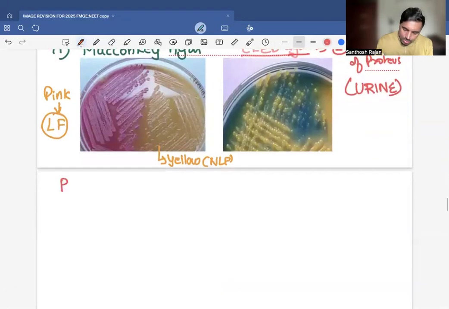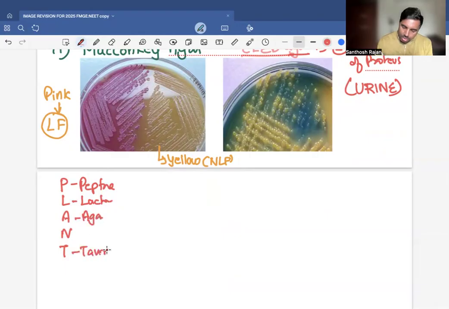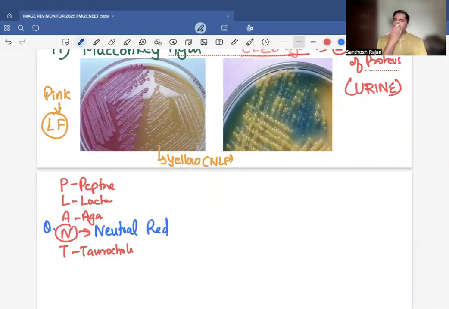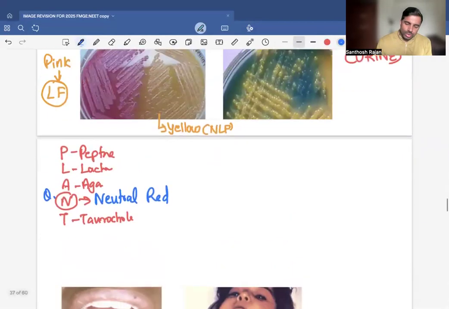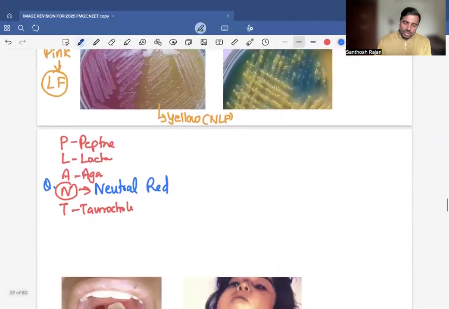See, the shortcut is PLANT in MacConkey. P for peptone, L for lactose, A for agar, T for taurocholate, basically bile salt. N is important, thus the indicator here is neutral red. Okay, neutral red. So that can be one question they can ask you. So we'll just go through it a little bit. That's all.